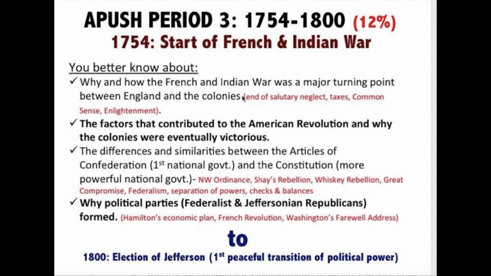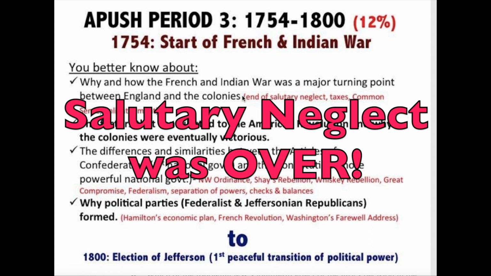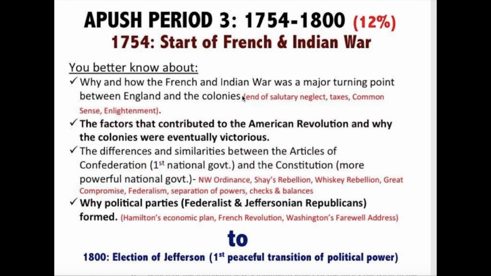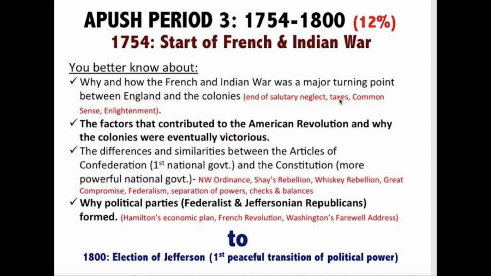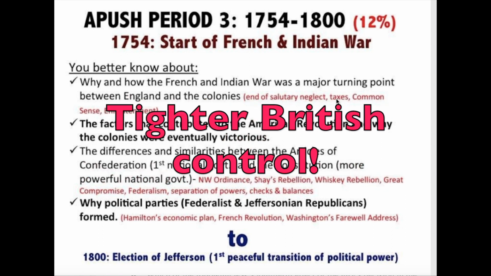So what were some of the results of the French and Indian War for the colonists? It was the end of salutary neglect. So now Britain would be enforcing a lot of their policies that they were not enforcing before. The British needed the tax money to pay for the expense of the troops in the French and Indian War. It was a very costly war. So a big takeaway was now that Britain was tightening its control on the colonists.